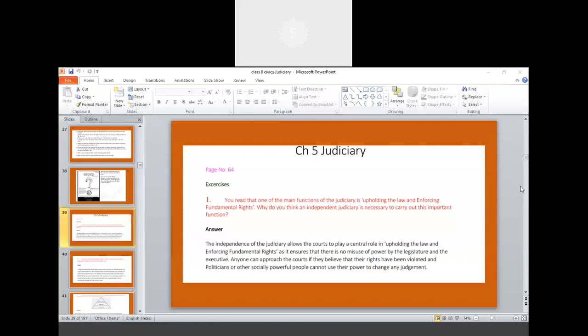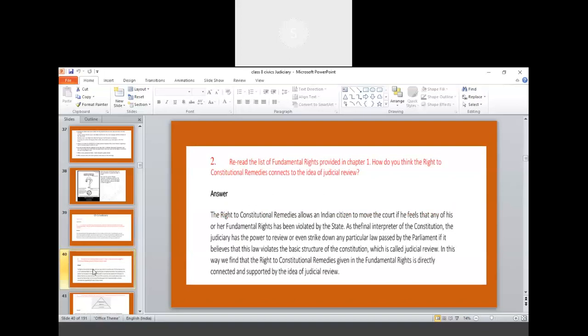The independence of the judiciary allows the court to play a central role in upholding the law and enforcing fundamental rights. It ensures that there is no misuse of power by the legislature and the executive. Anyone can approach the court if they believe that their rights have been violated, and politicians or other socially powerful people cannot use their power to change any judgment. Question number 2: fundamental rights provided in the chapter.